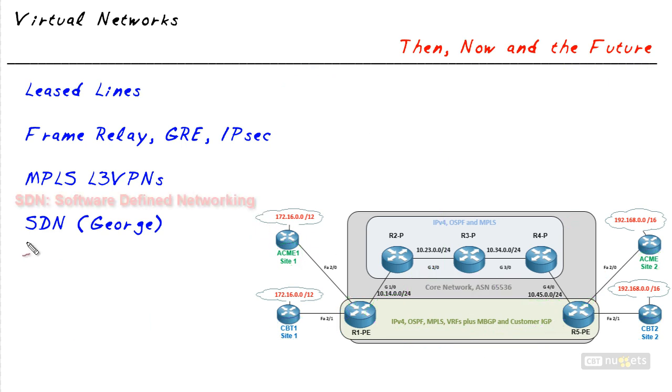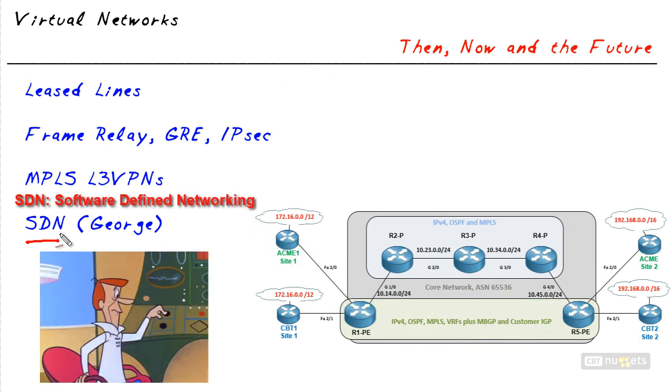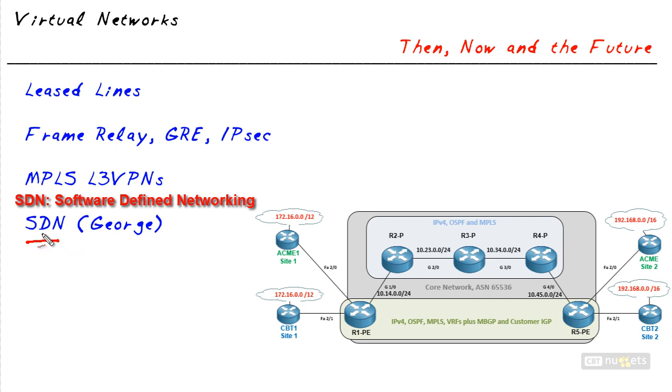For this last one, SDN, I often think of George Jetson. At Spacely Sprockets, George's job was to push the button, and that's all he did. And then everything magically happened as a result of him pushing that button. Well, with software-defined networking, one of the results we can hopefully achieve with that is automation.